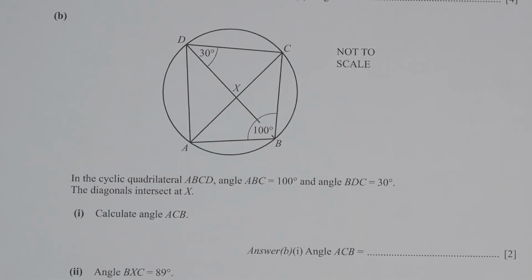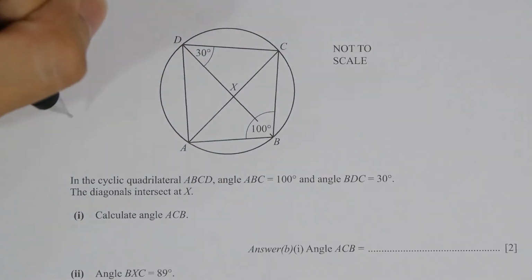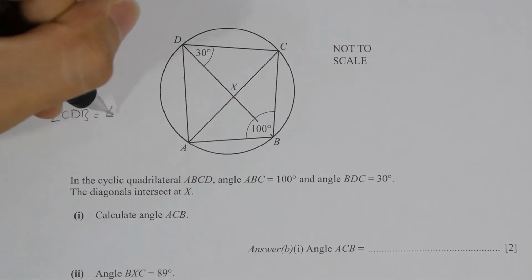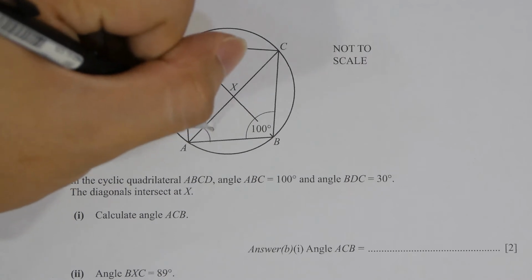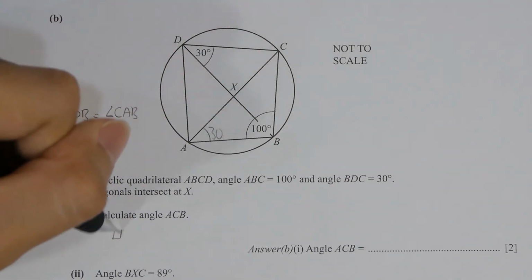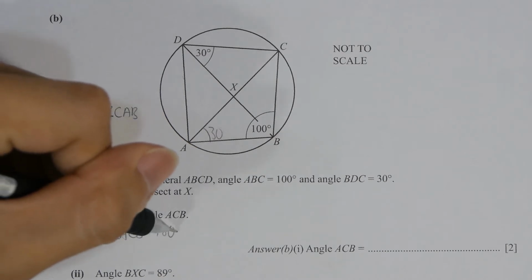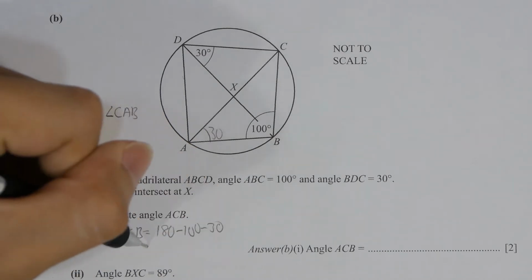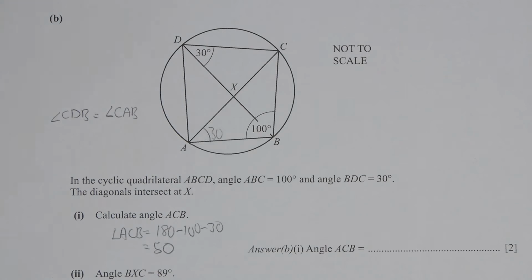For part B, calculate angle ACB. The key thing that I used was angles from the same segment. So the angle CDB will equal CAB, so it will be 30. Hence, I took 180 minus 100 minus 30 to get ACB's value as 50.